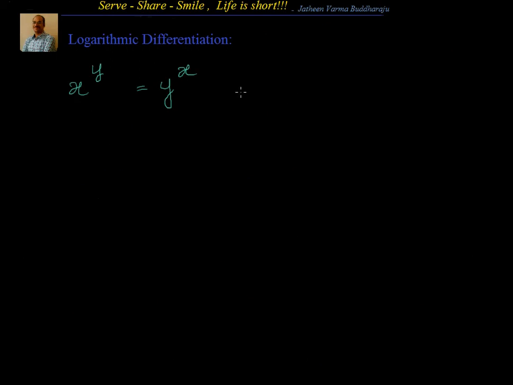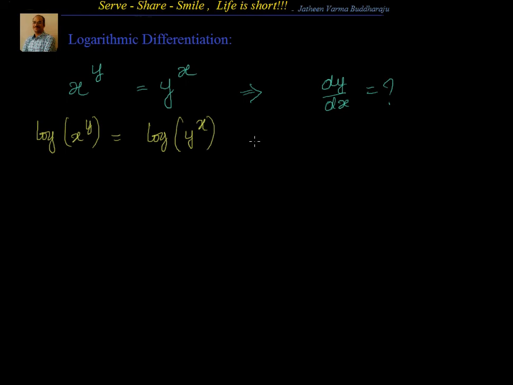Let's look at this. We have been given x power y equal to y power x. Then what is dy by dx? So the same steps we follow. We apply logarithm on both sides. So it becomes log of x to the power of y equal to log of y to the power of x. That's nothing but y log x is equal to x log y.